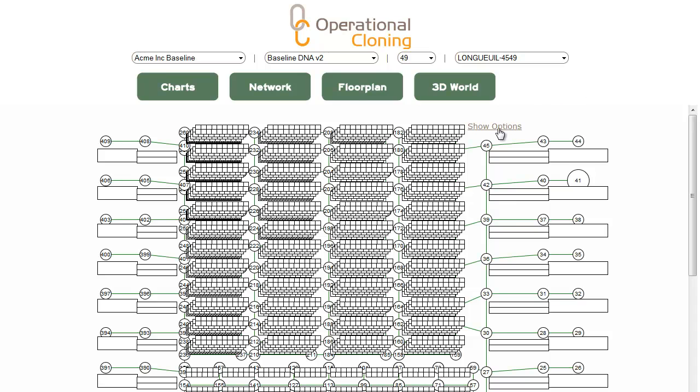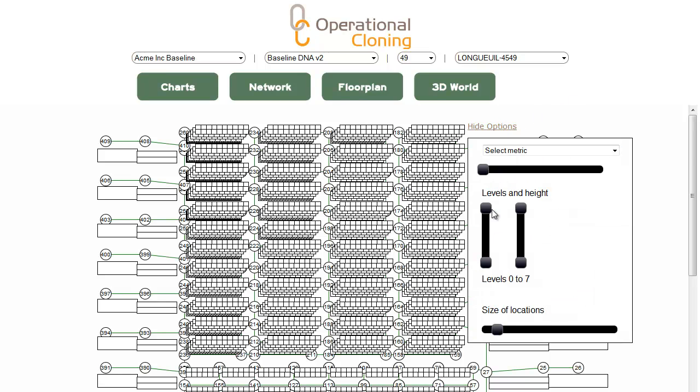You can see the travel paths in a facility by looking at the floor plan.